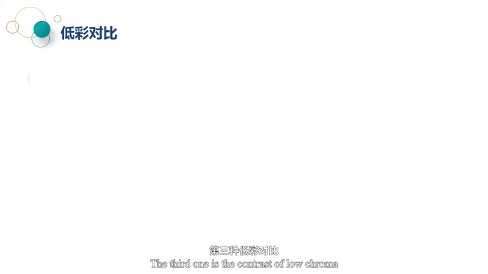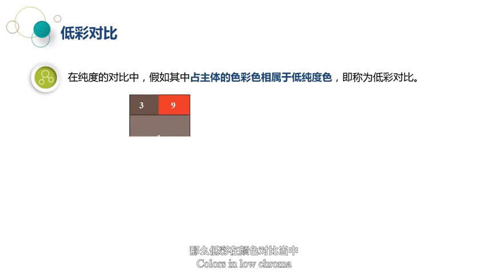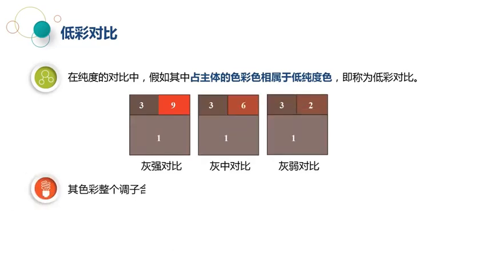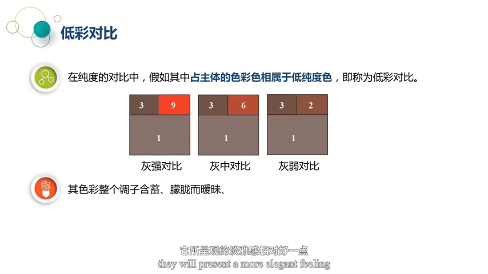The third one is the contrast of low chroma. Colors in low chroma are relatively moderate. If their brightness is high, they will present a more elegant feeling.